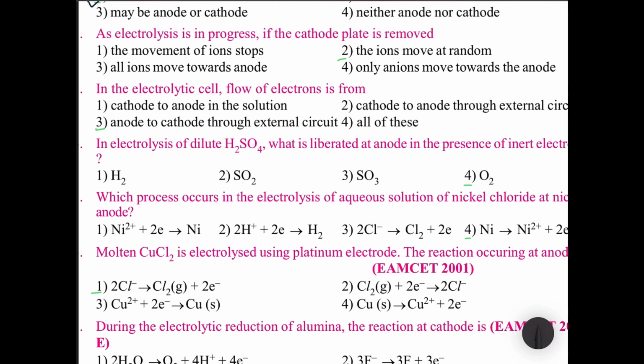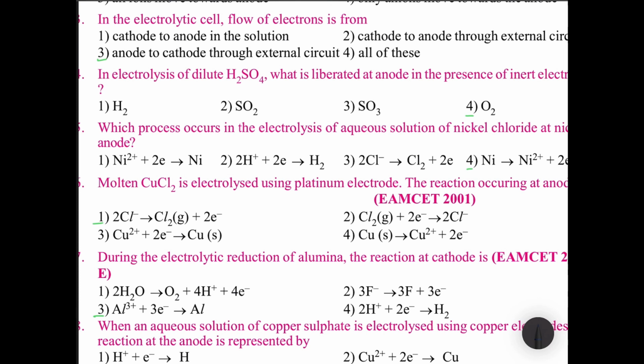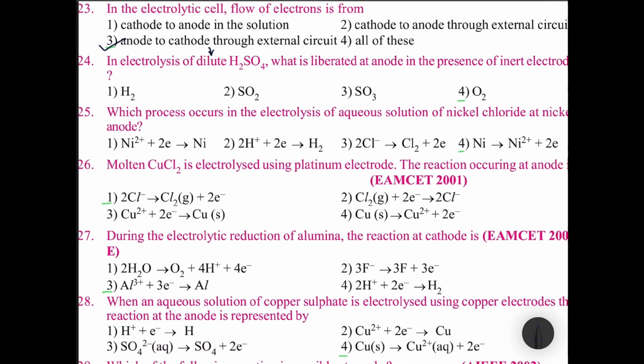As electrolysis is in progress, if the cathode plate is removed, then what happens? The ions move at random because there is no reaction taking place. Cathode is mandatory, anode is also mandatory. In the electrolytic cell, flow of electrons is from anode to cathode through the external circuit. And from the cathode, electrons are entering into the electrolyte towards the cations.